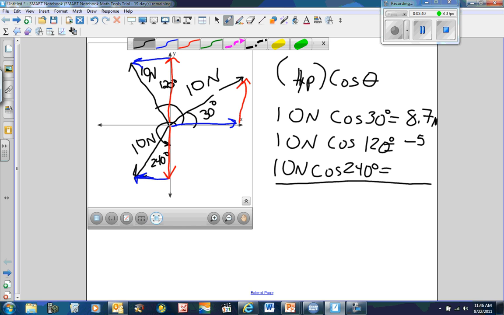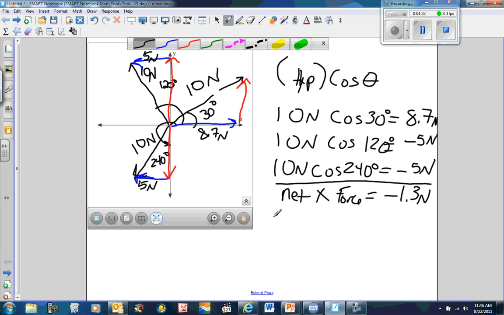These are all newtons, by the way. And then I do 10 cosine of 240, and miraculously, told you I was going to make this easy, I get negative 5 newtons. So, in other words, I got 8.7 newtons pointing to the right, 5 newtons pointing to the left, and 5 newtons pointing to the left. And these are all parallel. And if I just sum those up, it's going to be 8.7 minus 5 minus 5, which is negative 1.3 newtons. So my net x force is going to be equal to negative 1.3 newtons. So it's going to be pointing to the left.